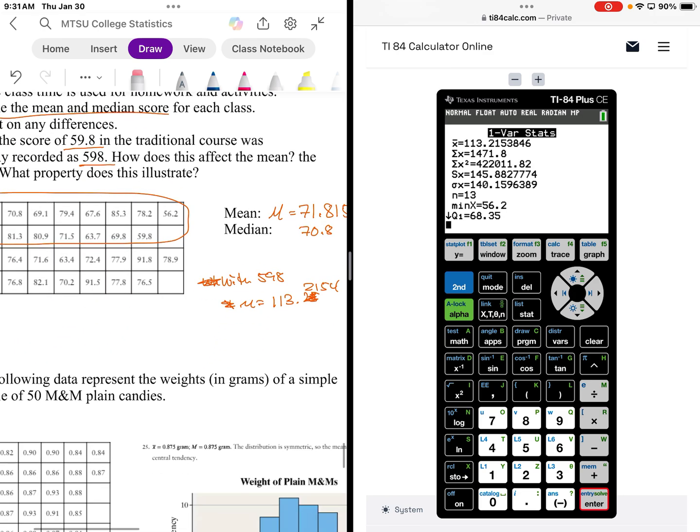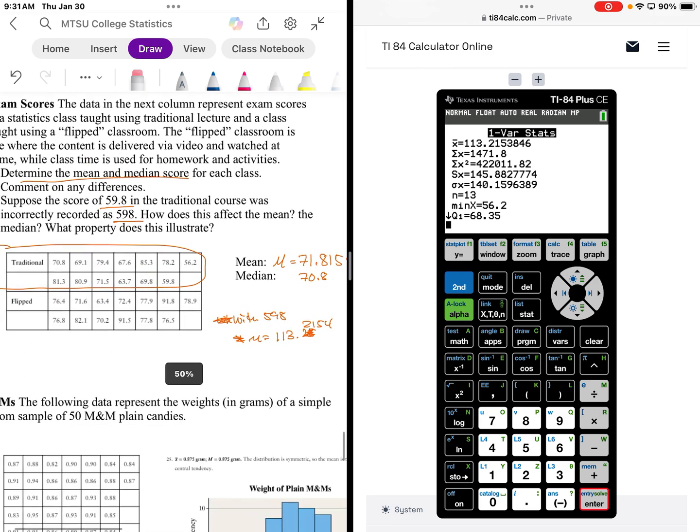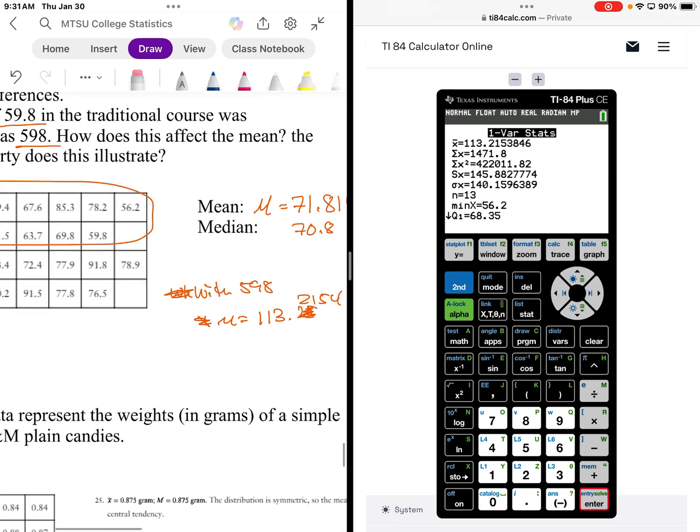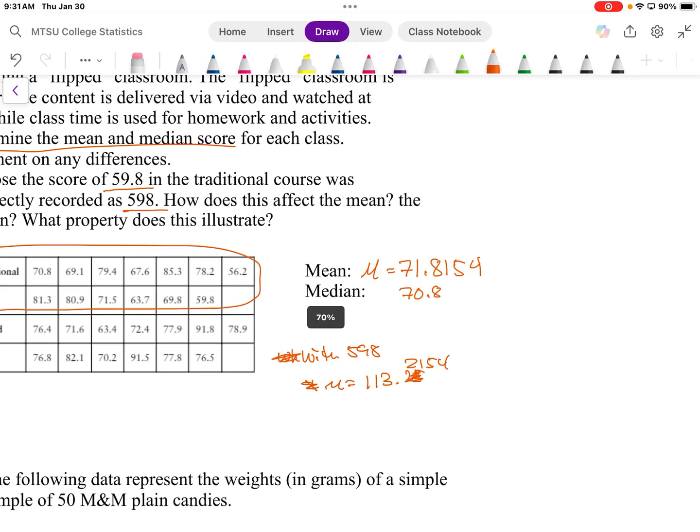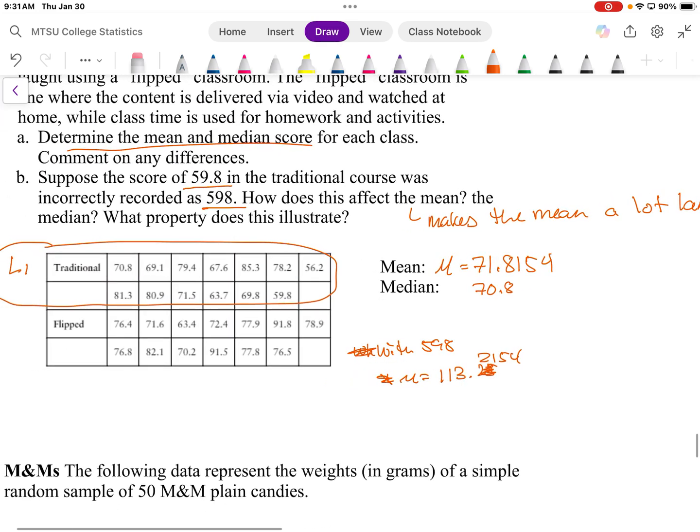Okay. How does this affect the mean? We would come up here and say that it makes the mean a lot larger. What property does this illustrate?